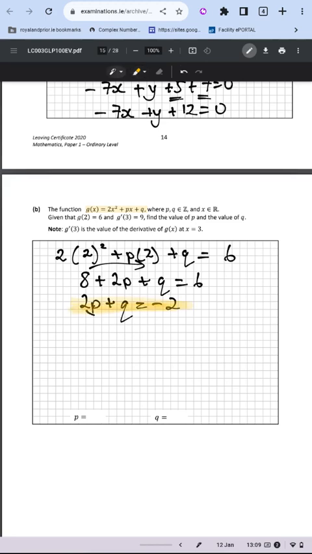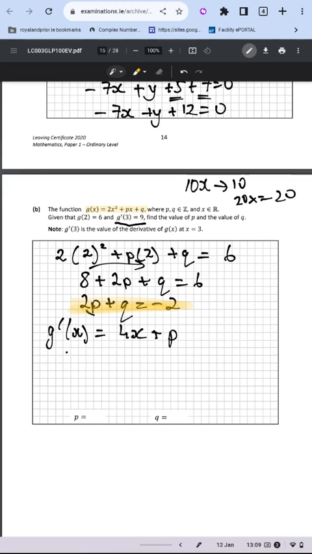Then, next bit, g dash of 3 is equal to 9. Now that wee dash means the diff, the derivative. So you're going to have to diff that fella. So work out g dash x, maybe that might be the best option. So 2x squared, multiply down the power, 2 2s are 4, take the power down by 1. Px, now if it was 10x, it would become 10. If it was 20x, it would become 20. If it was px, it becomes p. And then q's a number at the end, q just disappears.